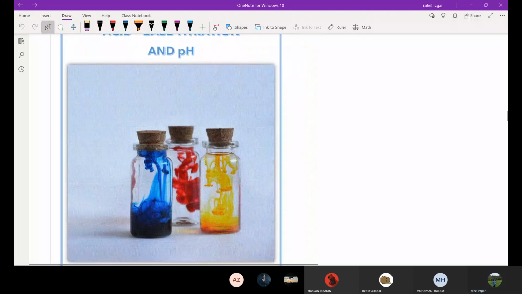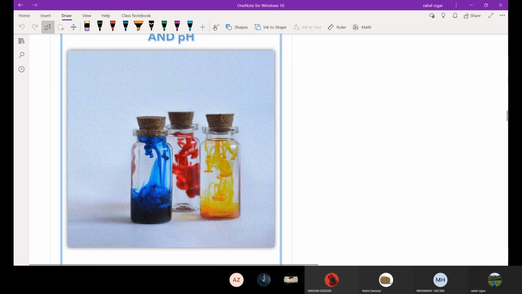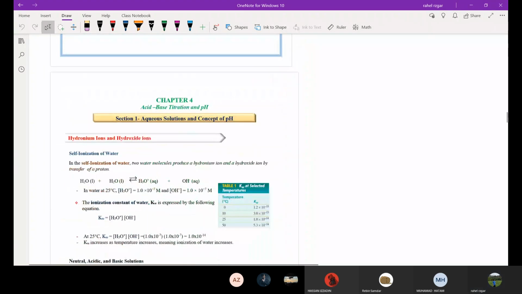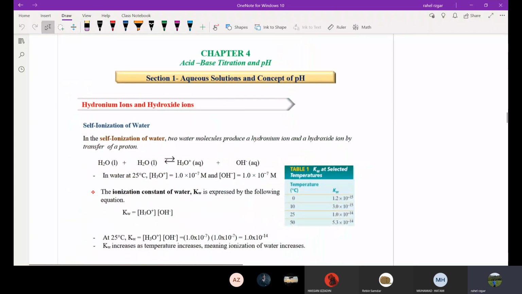Okay, now we'll come to chapter 4, which is acid-base saturation and pH. This is also connected to chapter 3, but it's all about calculations, and it's a very easy chapter. Let's start with the first section: hydronium ions and hydroxide ions.